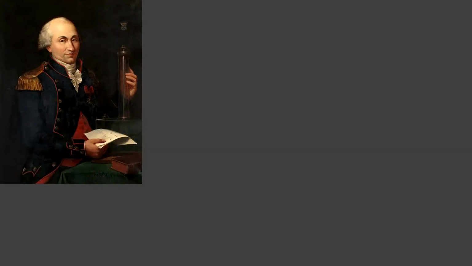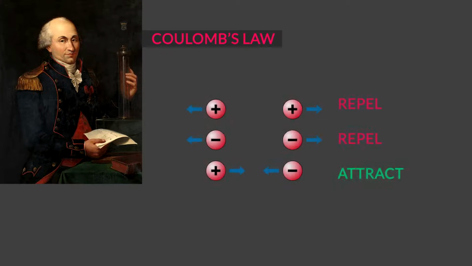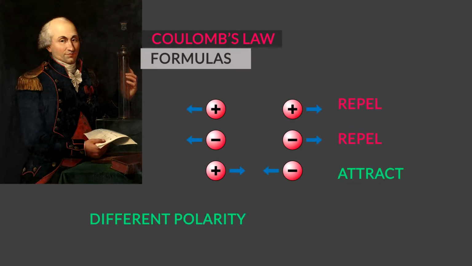Here are some things to remember when tackling Coulomb's law. Positive plus positive charges will repel. Negative plus negative charges will repel also. The only charges that will attract are positive and negative charges. It means that different polarity attracts, but the same polarity repels.